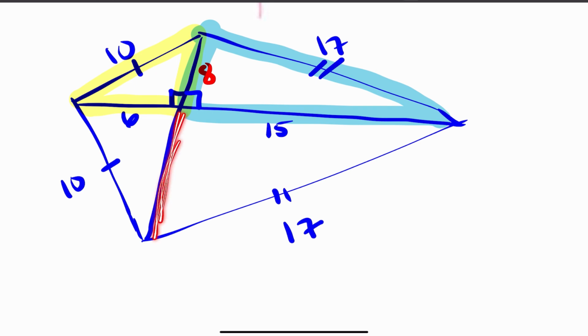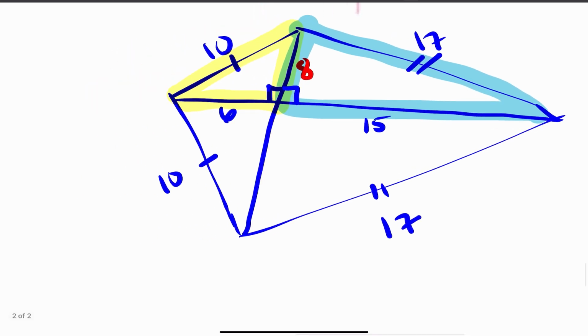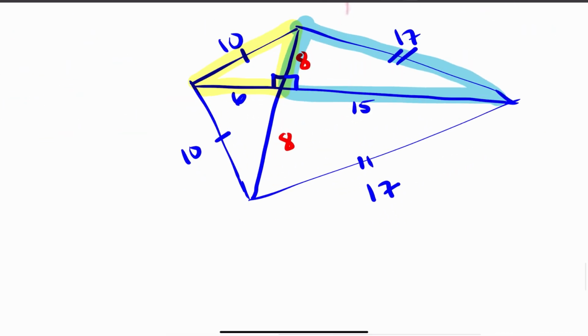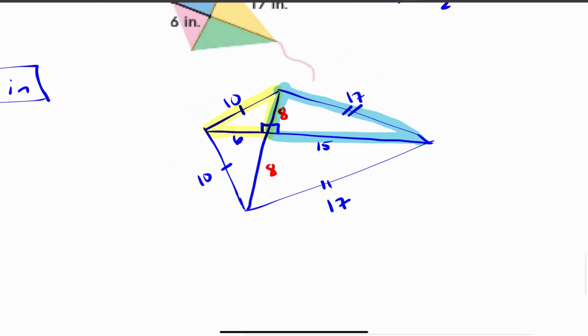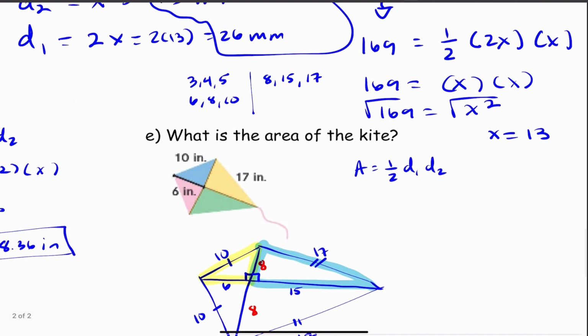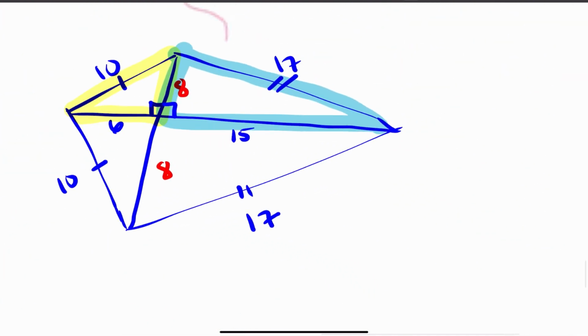I got to figure out this part of the diagonal, okay? So I have 6, this side, and 10. So this has to be 8. That has to be 8, okay? Because if you look at this triangle, it's a right triangle. We have 6, 10. That missing side has to be 8, okay? That's a triple. All right.